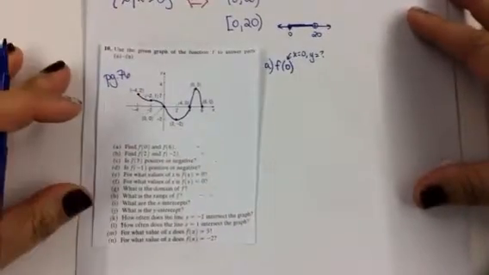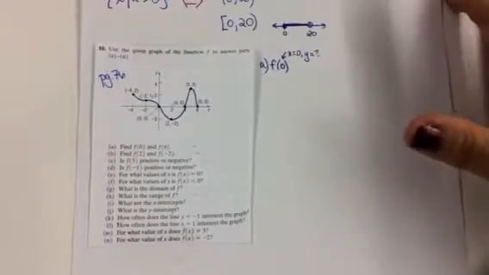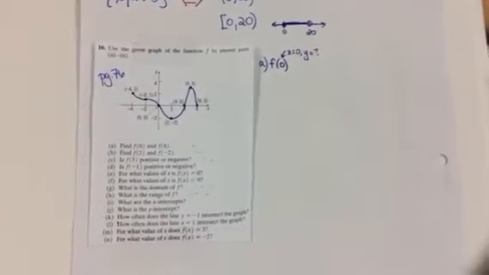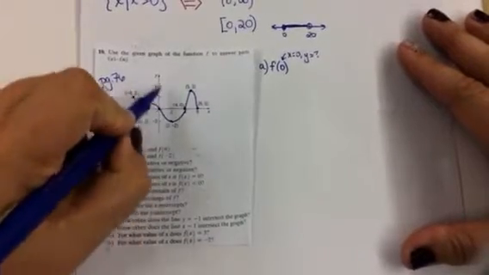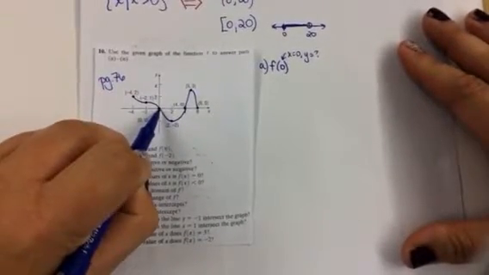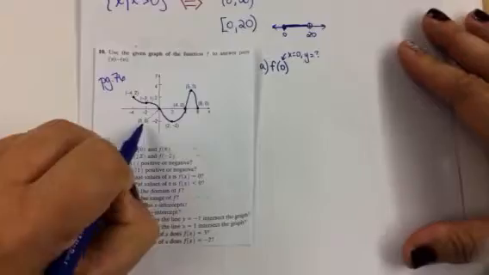Question A is asking you for f of 0. This is saying that x equals 0 and it's asking you what is the y value, because remember f of x is equal to y. So this is saying what is the y value. So go to x equals 0, which is on the y-axis, and look and see the point is at 0, 0. So both x and y are 0.